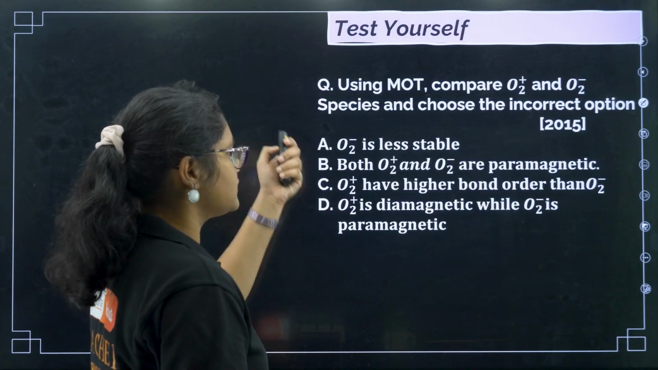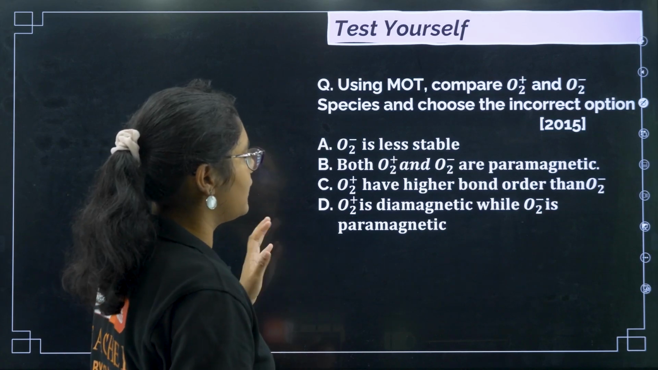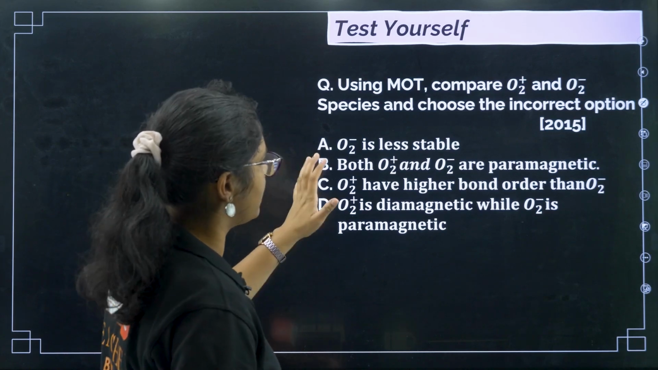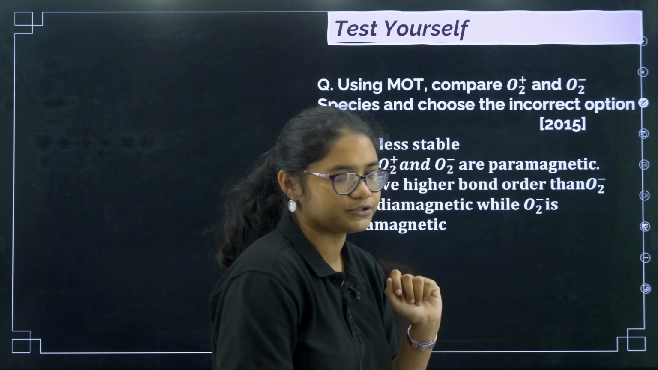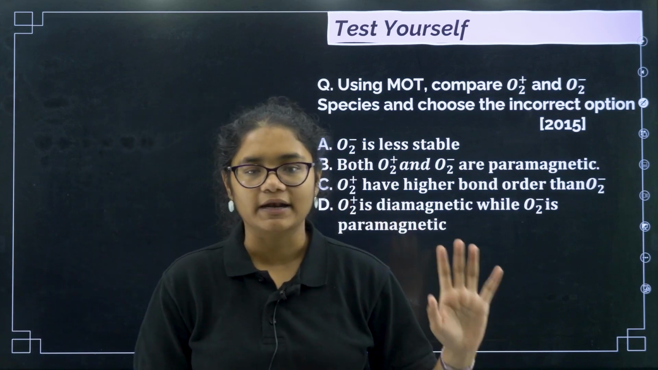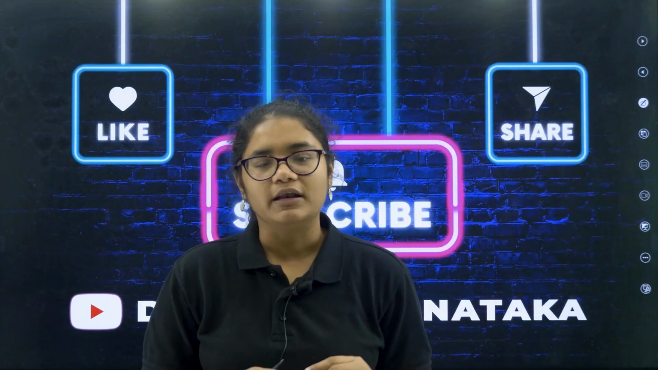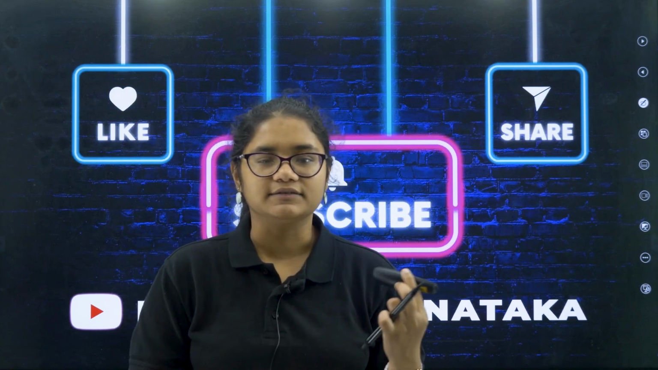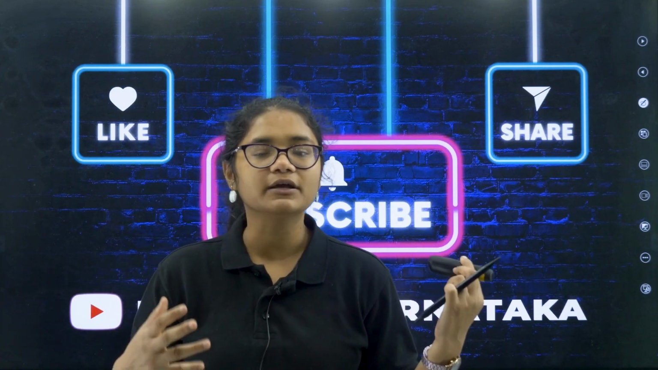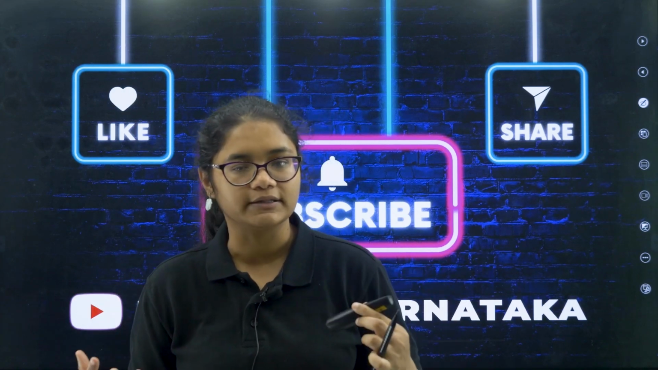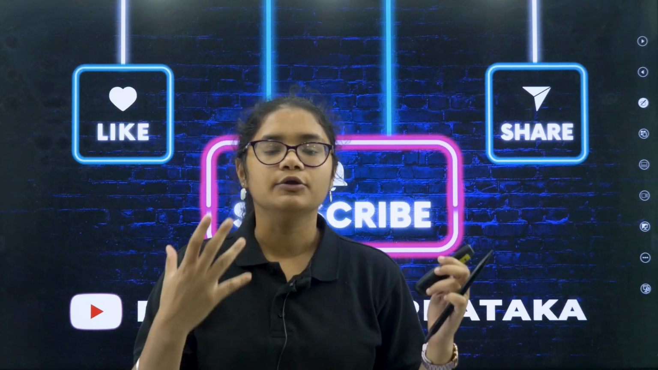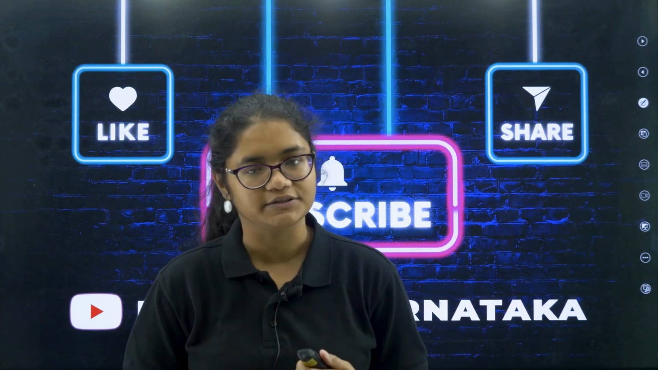Next, this is a homework question: using MO theory, compare the O2 plus and O2 minus species and choose the correct option. You can try this question and comment down the answer. So yes students, this was all about the last part of chemical bonding, that is molecular orbital theory. This is an important concept. You need to do more such practice questions.